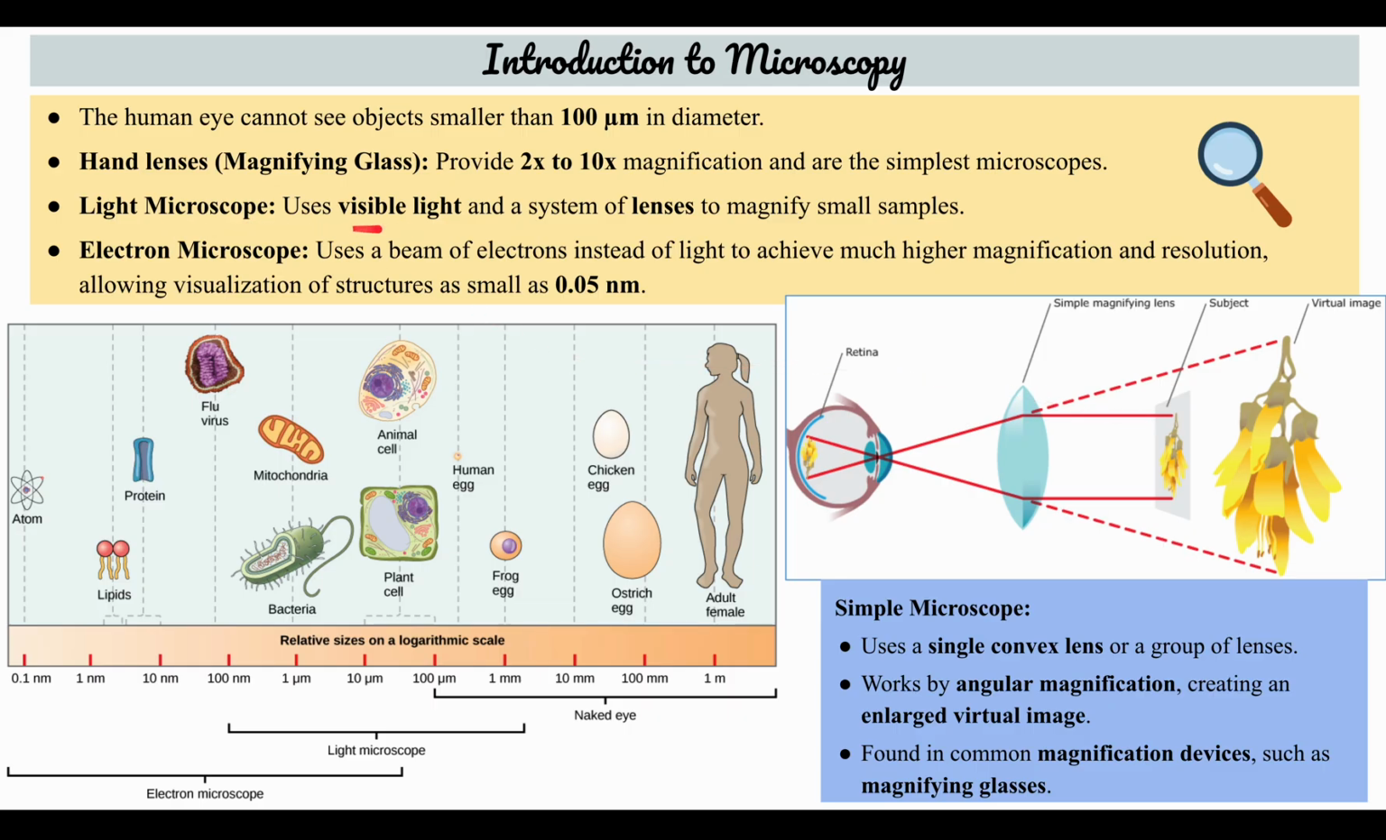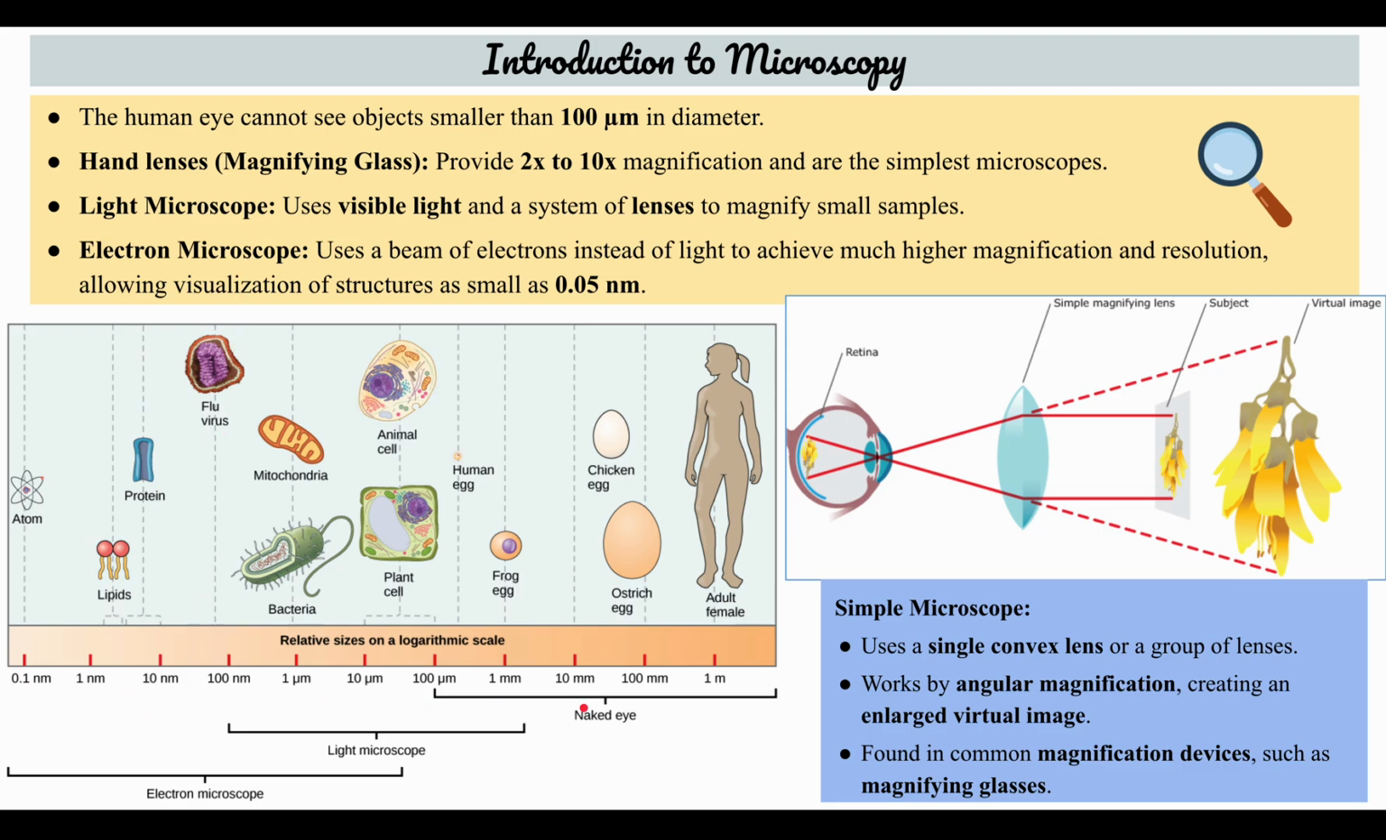In the light microscope we use visible light as a source of illumination, whereas in the electron microscope, instead of visible light we use a beam of electrons to achieve much higher magnification and resolution, which allows the visualization of structures as small as 0.05 nanometers. That is the main principle: if we want to see the very smallest structures, then we go for electron microscopy instead of light microscopy. In the later slides we'll see why we use electron microscopy.